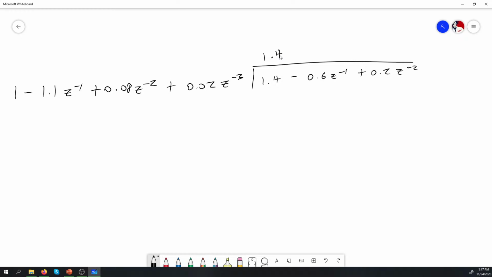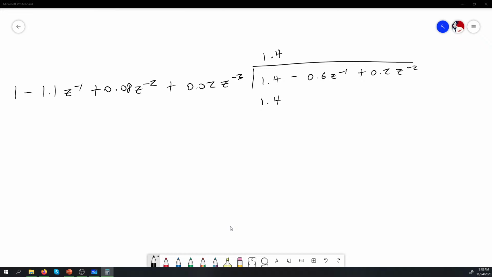This 1.4 here on the numerator needs to multiply each one of these factors on the denominator to represent our remainder that we're going to be calculating for. This 1.4 here multiplied by 1 is going to give us 1.4. Then 1.4 here is going to be multiplied by negative 1.1, so I'm going to need my calculator here to solve for this.